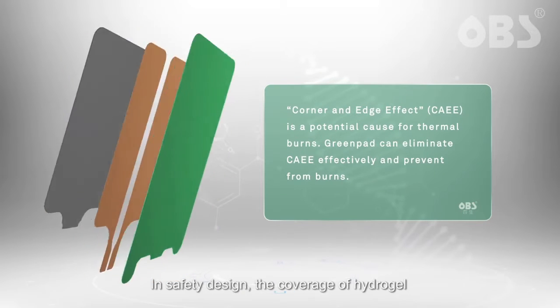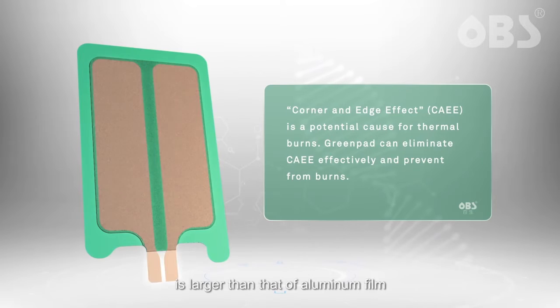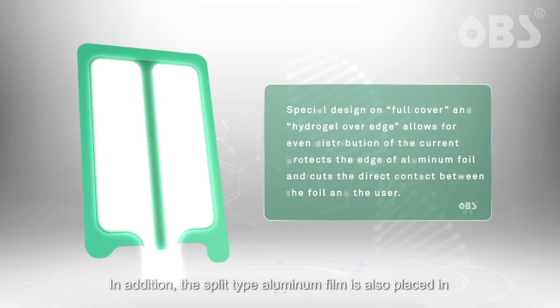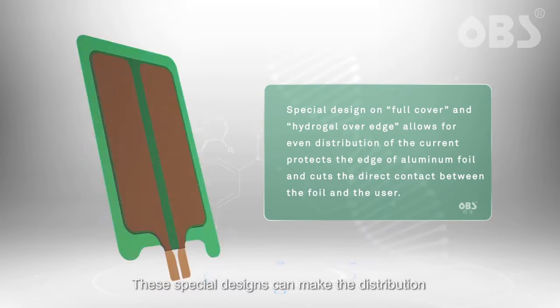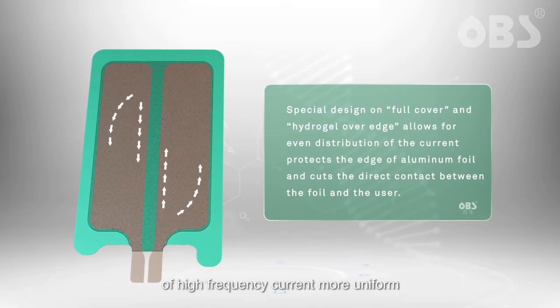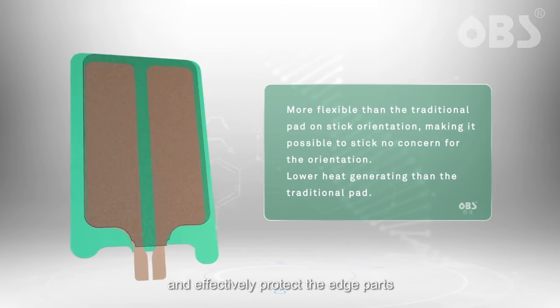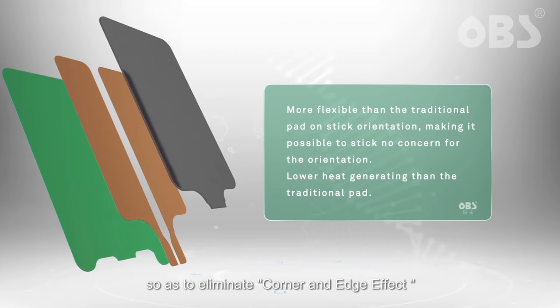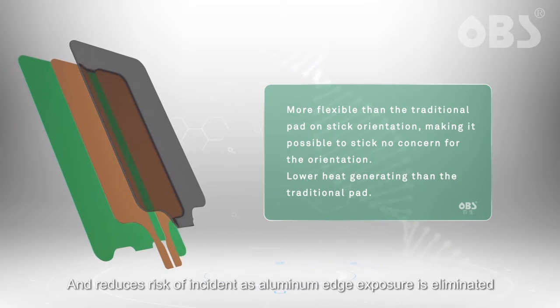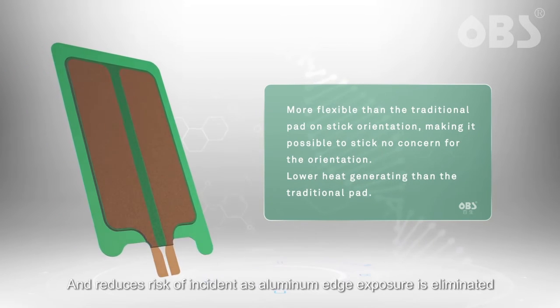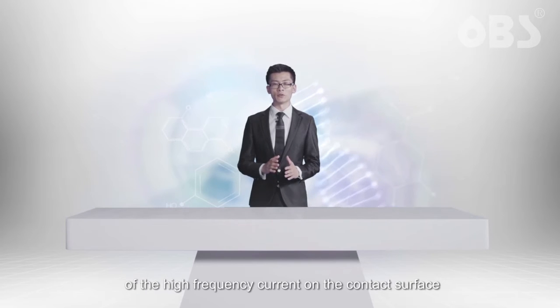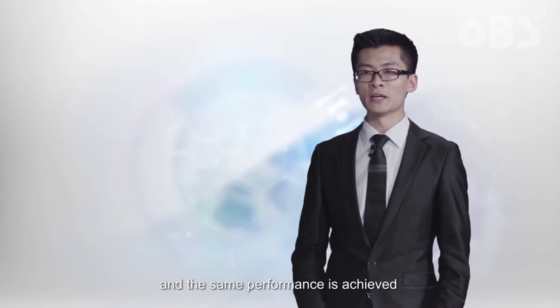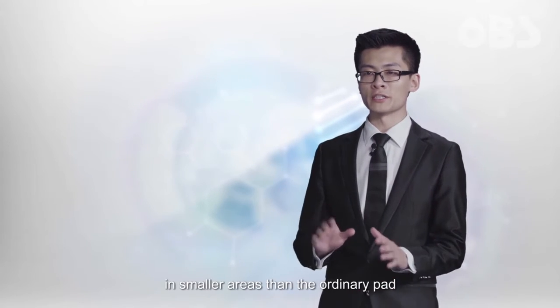In the safety design, the coverage of the hydrogel is larger than that of the aluminum film. In addition, the split-type aluminum film is also placed in a hollow position with a certain resistance to the hydrogel. These special designs make the distribution of high-frequency current more uniform and effectively protect the edge parts, so as to eliminate corner and edge effect, and reduce the risk of incidents as aluminum edge exposure is eliminated. The safety design allows a more uniform distribution of the high-frequency current on the contact surface, and the same performance is achieved in smaller areas than the ordinary pad.